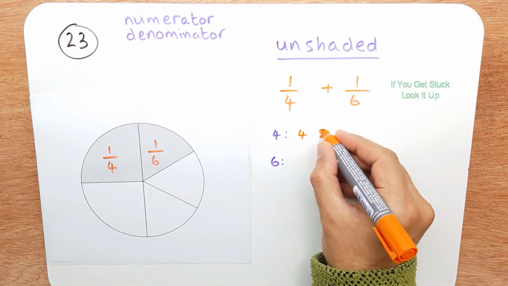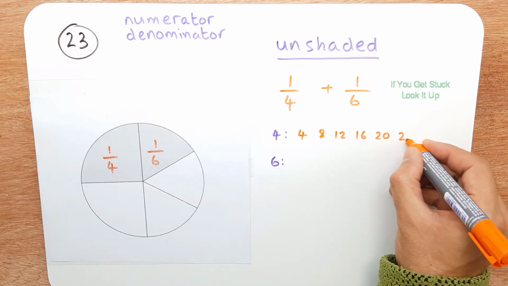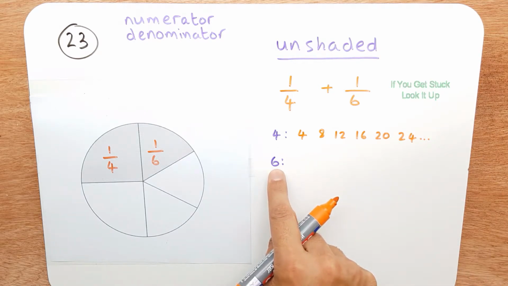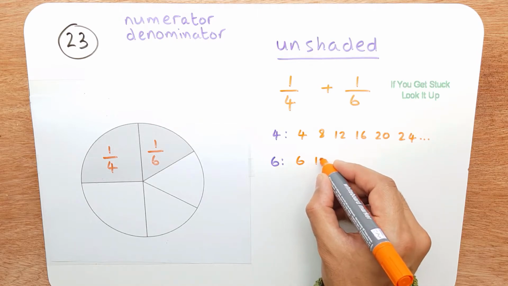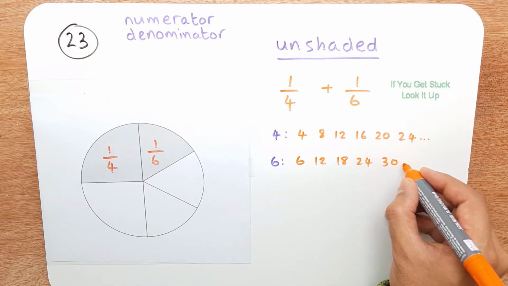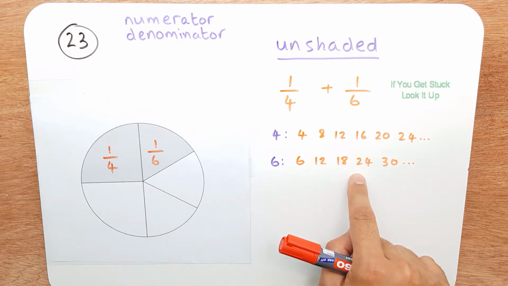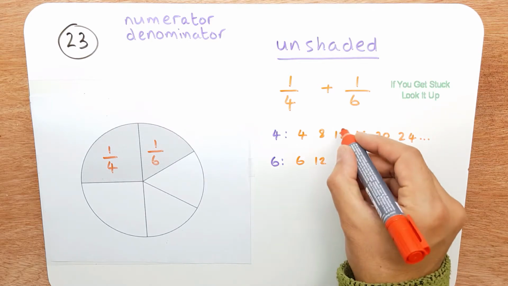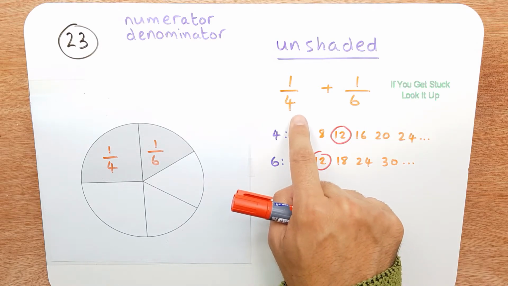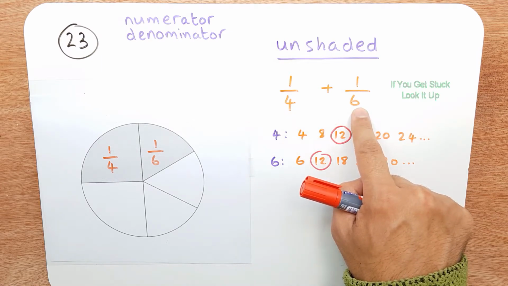4, 8, 12, 16, 20, 24, and so on. And we do the 6 times table. 6, 12, 18, 24, 30, and so on. Now we look along here and find out which is the smallest number in the list. And we can see it's 12. So now the question is, how do we turn 4 into a 12 and 6 into a 12?